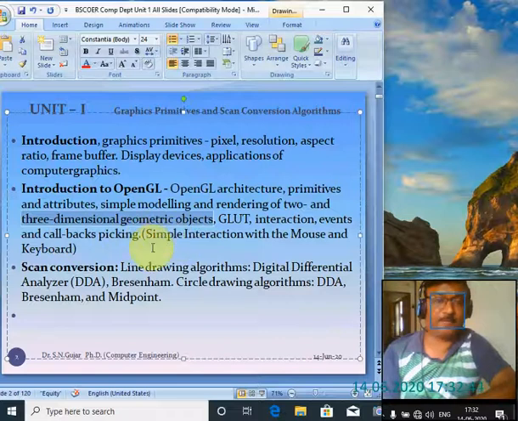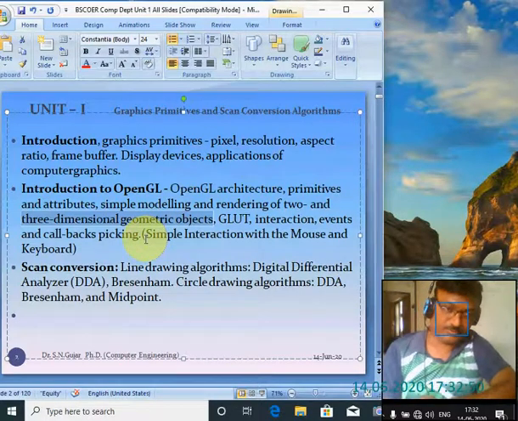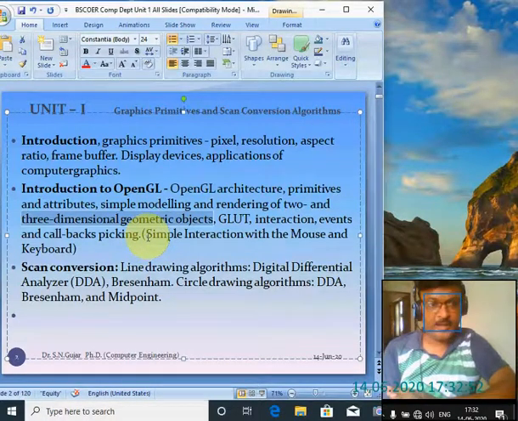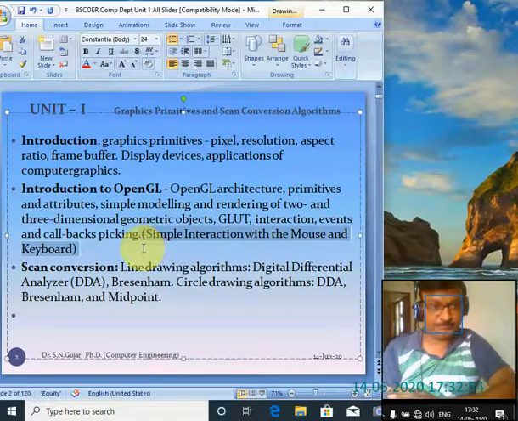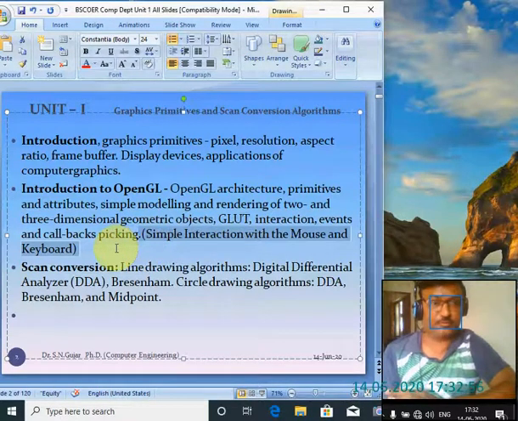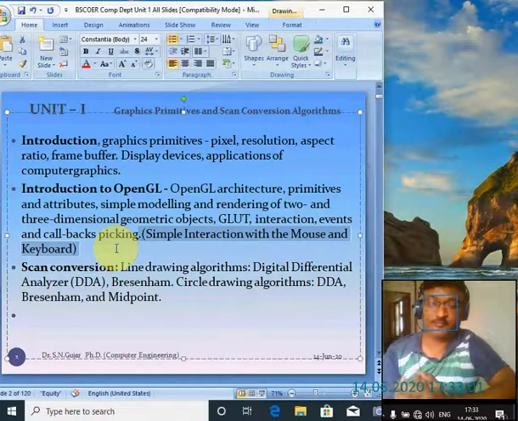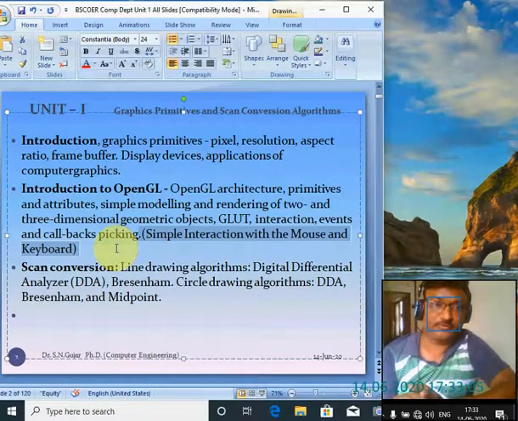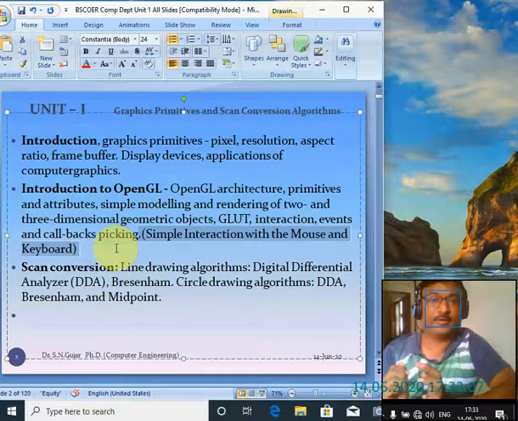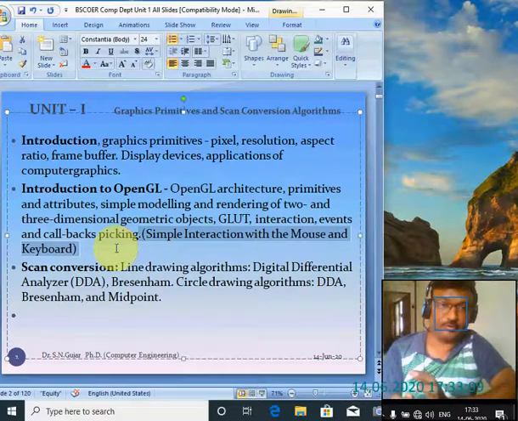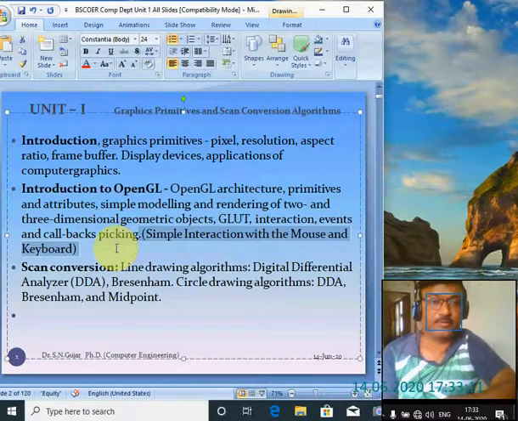These are some sample programs you are going to execute, so that we learn how an Open Graphics program is executed. Then simple interaction with the mouse and the keyboard. You have to execute programs by using the mouse, and you have to draw a circle or a polygon by using the mouse and execute that program.